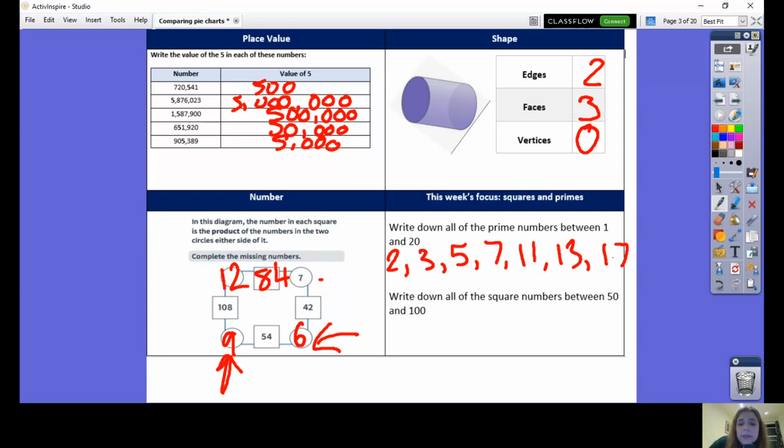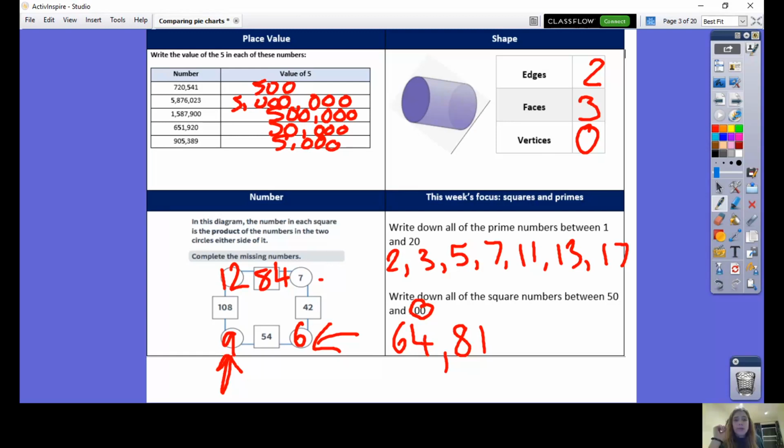Write down all the square numbers between 50 and 100. I know that 6 squared is 36, 7 squared is 49, 8 squared is 64, 9 squared is 81, and 10 squared is 100. But because 100 is not in between 50 and 100, I will not write down 100.